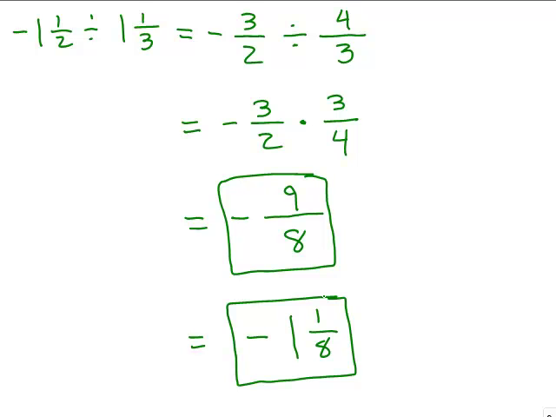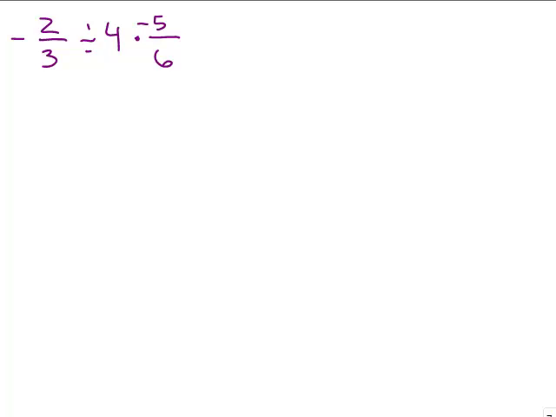All right, here's our next problem, and notice we have both division and multiplication and negative numbers. So let's just decide if it's going to be positive or negative. I have a negative and another negative. So I have two negative signs.